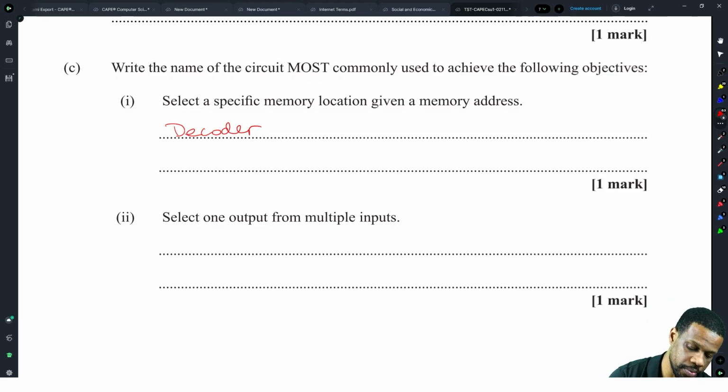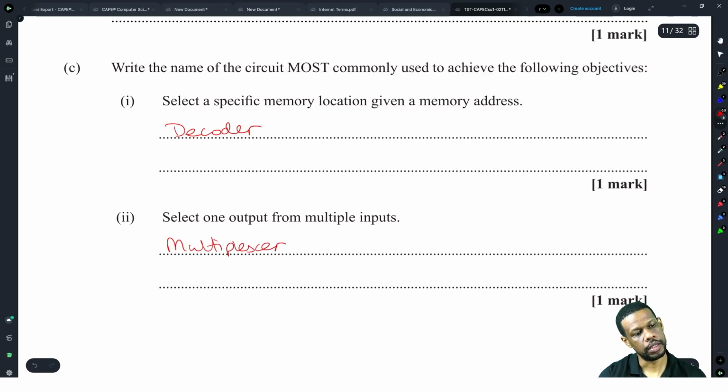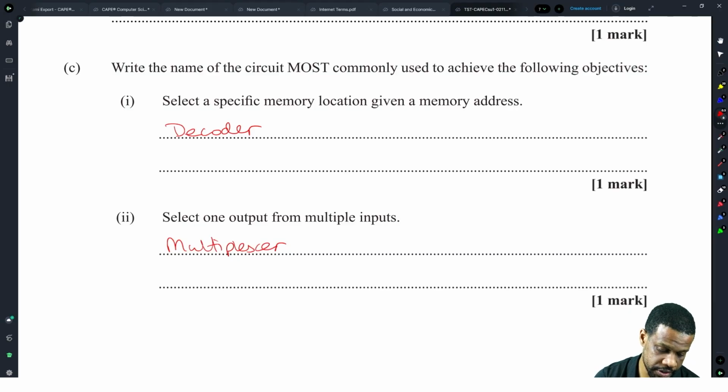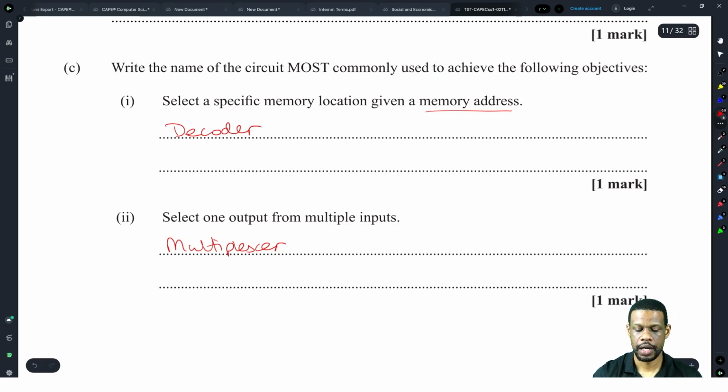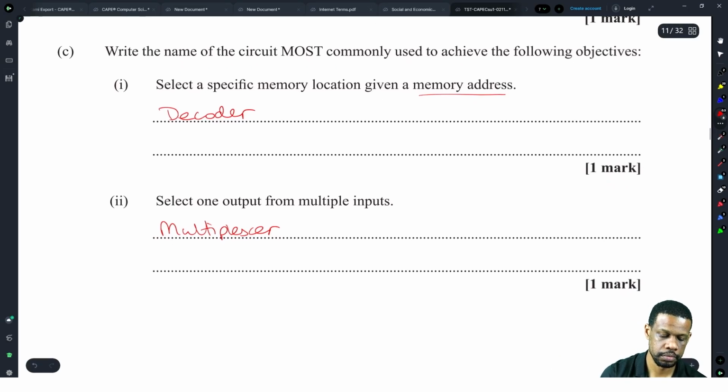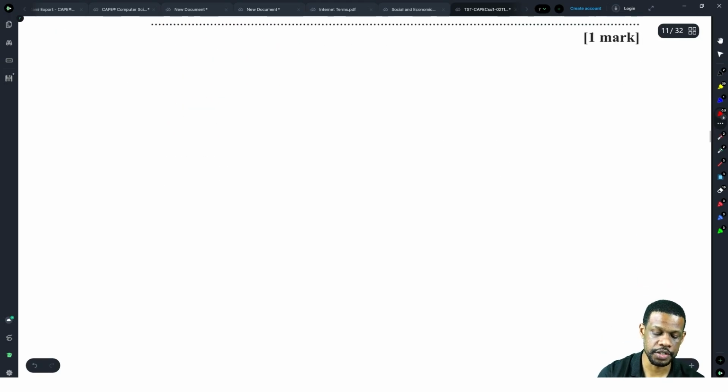Select one input from multiple inputs, that is definitely a multiplexer. Yeah, definitely a multiplexer. I'm not 100% sure about part 1 with the decoder, but it sounds like it's a decoder. When they apply it to a memory address, I'm not too sure what they mean, but a decoder will always choose one location, but there are many locations it could choose. So yeah.